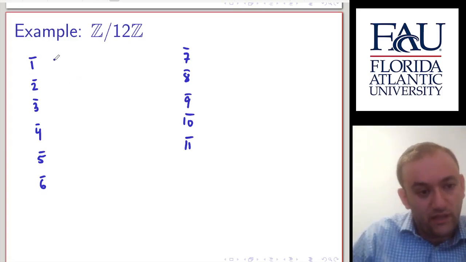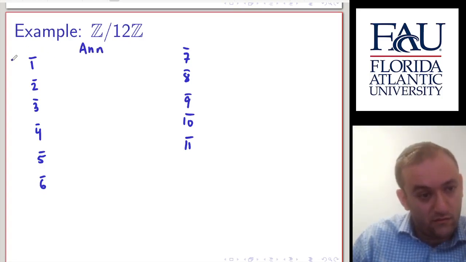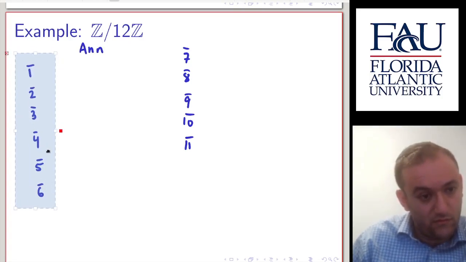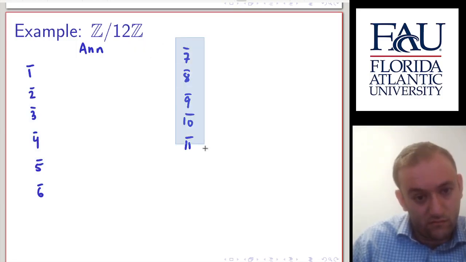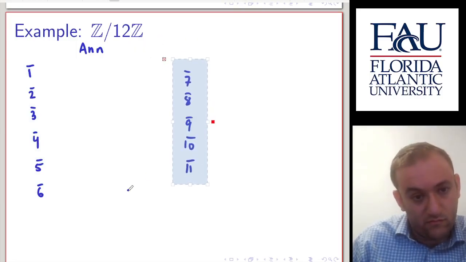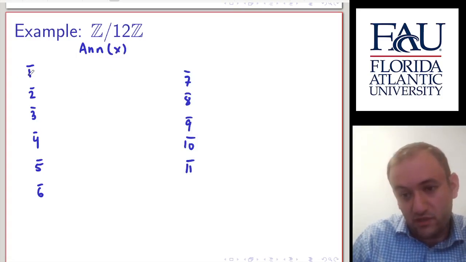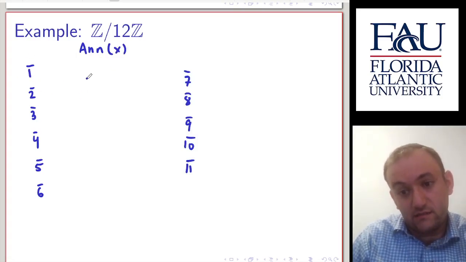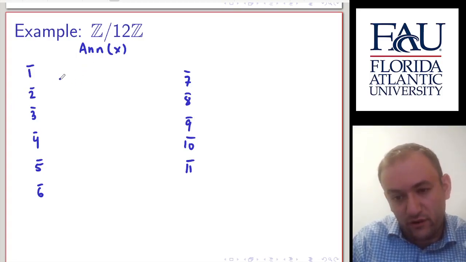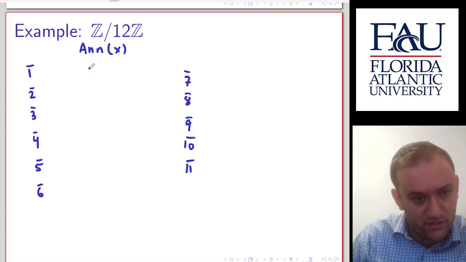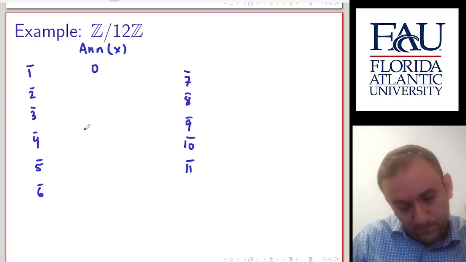Okay, so now we're going to look at the annihilators. Okay, so what do you multiply by 1 to get 0 in this ring? Well, to get a multiple of 12 out of 1, you would need 12. So that's just going to be 0.